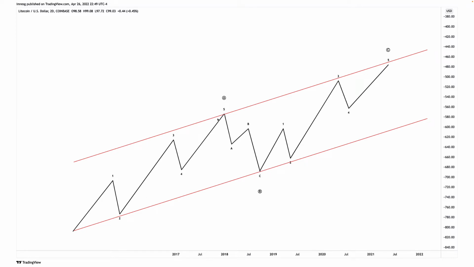And notice the red parallel channel. I call this the corrective trend channel. So we start by drawing from the beginning of wave A down here. We connect that line to the end of wave B. We then take a parallel of that line to complete the corrective trend channel by anchoring that parallel line to the end of wave A.